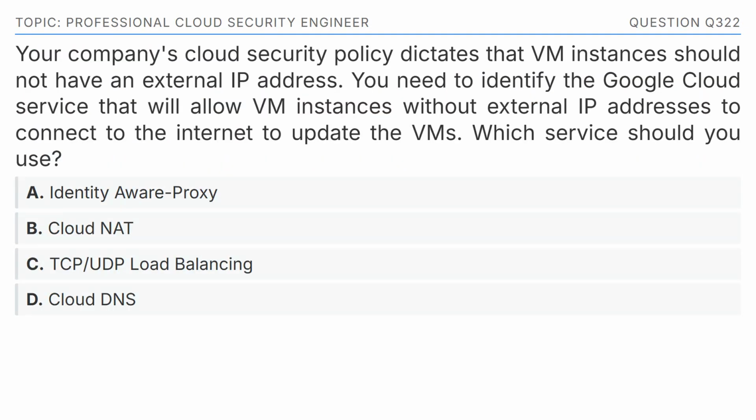Your company's cloud security policy dictates that VM instances should not have an external IP address. You need to identify the Google Cloud service that will allow VM instances without external IP addresses to connect to the Internet to update the VMs. Which service should you use? The options are: Option A, Identity Aware Proxy. Option B, Cloud NAT. Option C, TCP/UDP Load Balancing. Option D, Cloud DNS.